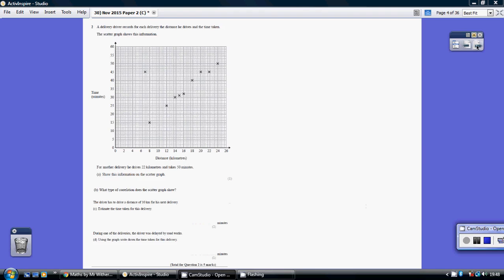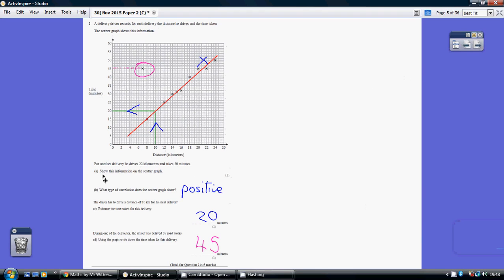Question two. So for another delivery, he drives 22 kilometers and takes 50 minutes. So find 22 kilometers along, 50 minutes up, X marks the spot. So that's the first answer. Now, what type of correlation does the scatter graph show? Well, because the points are generally going in an upwards direction, that is positive correlation.